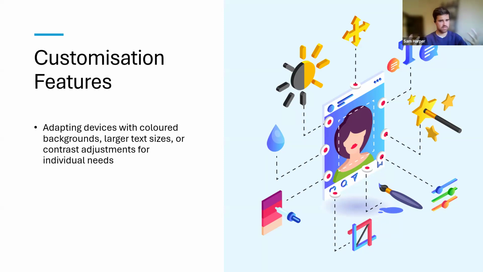So what is this? Adapting devices with colored backgrounds, large text, or contrast adjustments for individual needs. So it's assessing each person on their individual needs and then looking at the accessibility features available to them in settings. So as I said before, Android devices, we've already gone through in great detail, but you go into accessibility, in there you have those features which I showed you a moment ago. Again, you can use things like blue light filter backgrounds. You can change the color of the screen. You can put night mode on. You can put dark mode on. A few different options available to you there.